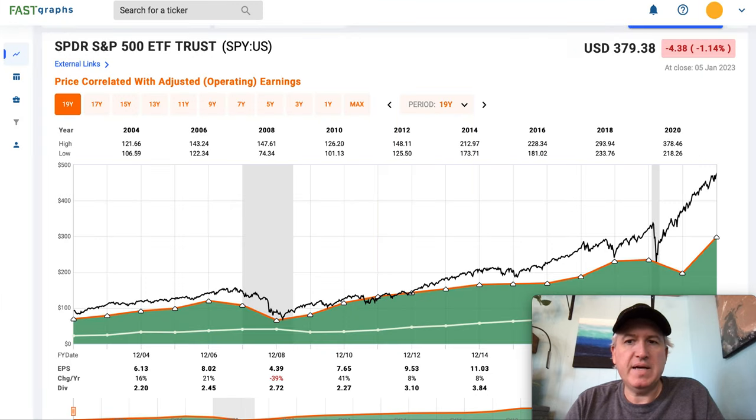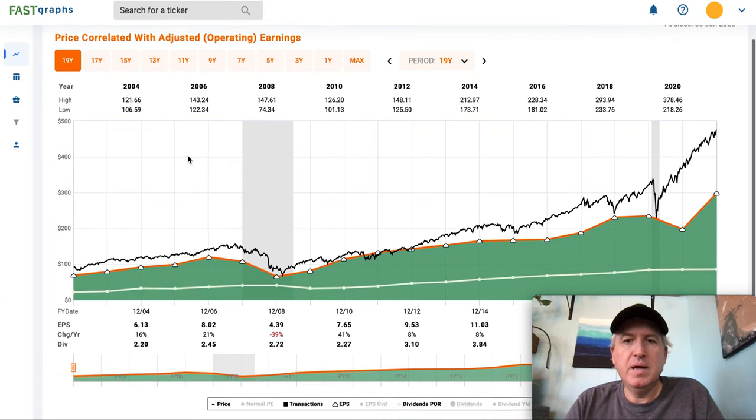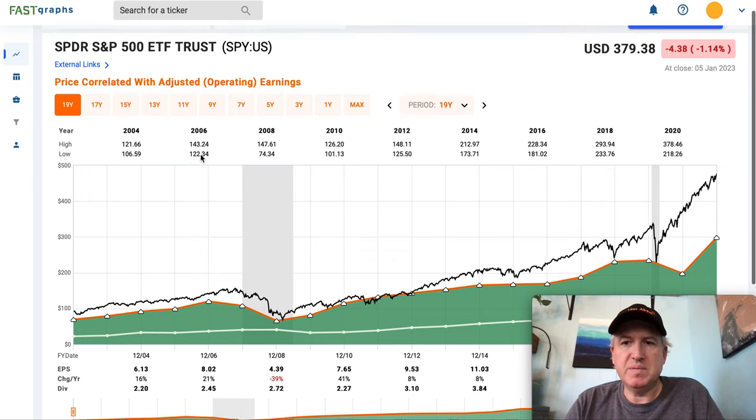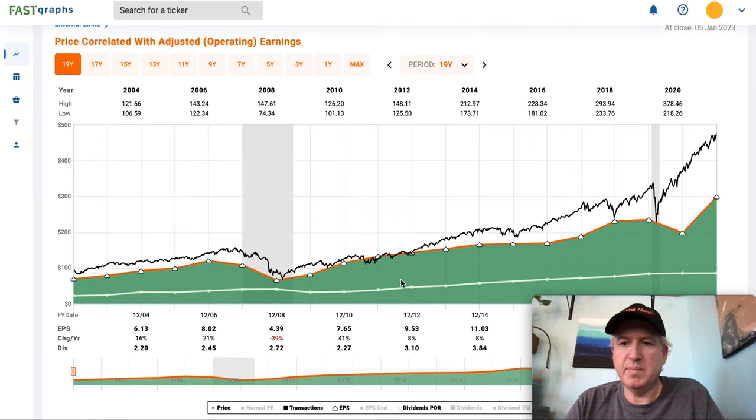And when we look at the FAST Graphs chart that I have up here, this is of the S&P 500 ETF, SPY, so that way we can get earnings, because sometimes it's hard to find the actual earnings of the S&P 500 stocks that are all aggregated. So the dark green area here is operating earnings per share, and the black line is the price. And if you just look at it over this 20-year time period, you basically see that price generally follows earnings, right? Even over somewhat short periods of time.